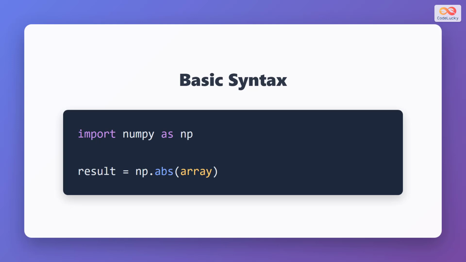The syntax for using absolute value in NumPy is straightforward. First, you import NumPy as np, then you call np.abs and pass your array or number as an argument. The result contains the absolute values. Simple as that.